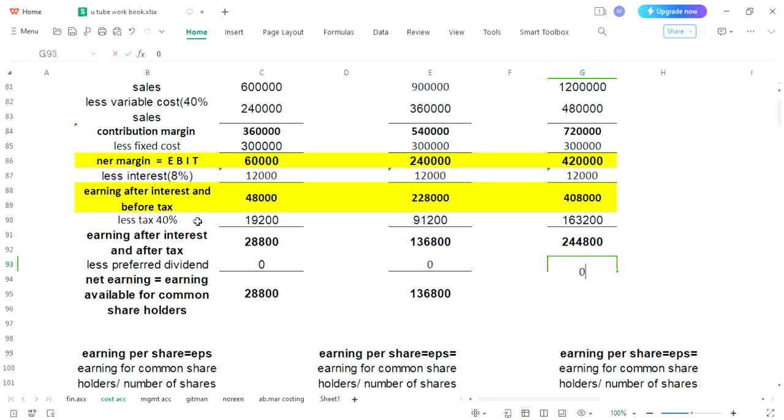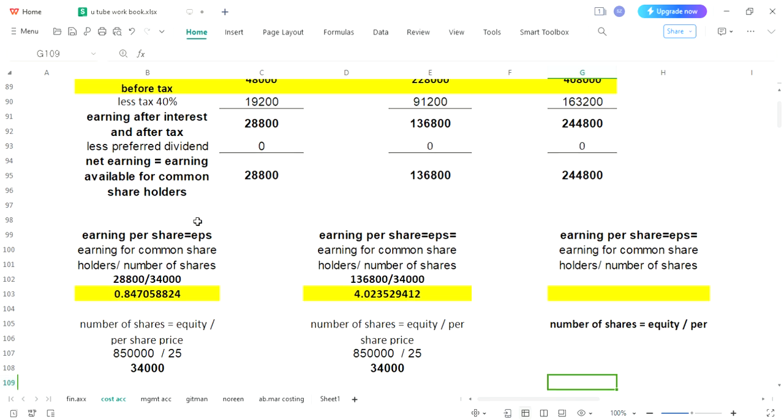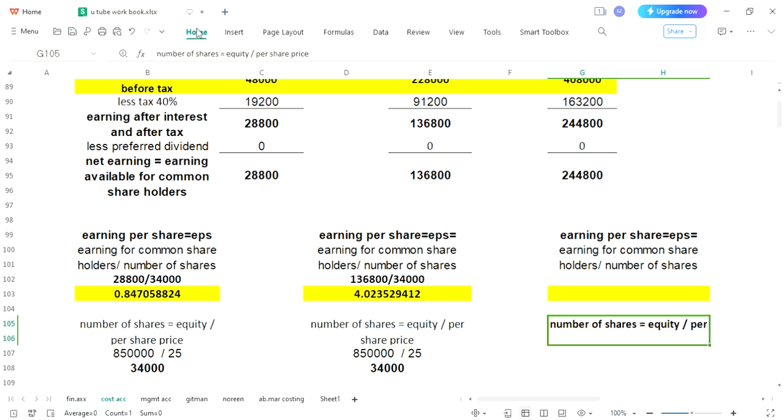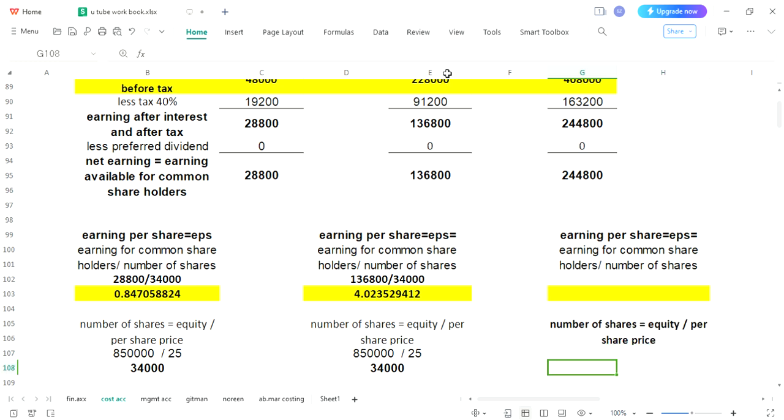No dividend is present. Earning available for common shareholders would be calculated by subtracting dividend from previous earning. 244,800 previous earning, and you will subtract dividend, and finally we have got earning available for common shareholders. Here we are going to calculate our number of shares by dividing equity with per share price. In this way we can calculate number of shares, and we will be doing the same.